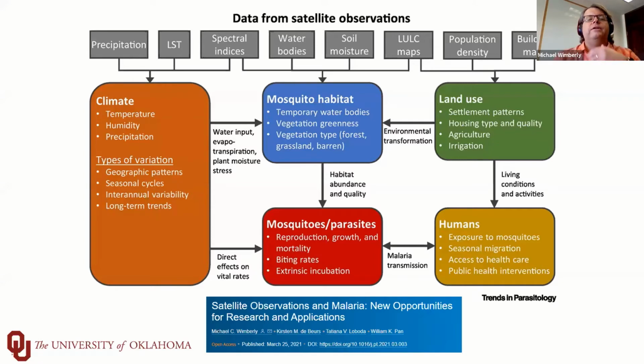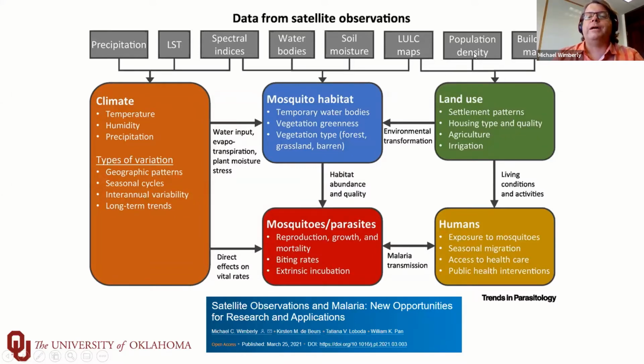Trying to understand, if you look at the top, these are some of the things that we can detect from satellites. So precipitation, land surface temperature, things like greenness indices, water bodies, soil moisture. Here we have land use and land cover maps, and I just showed you some examples of those. But sometimes we map things like population density, or we may try to map individual buildings or building density. And these measurements can tell us about a variety of phenomena, like climate, for example.